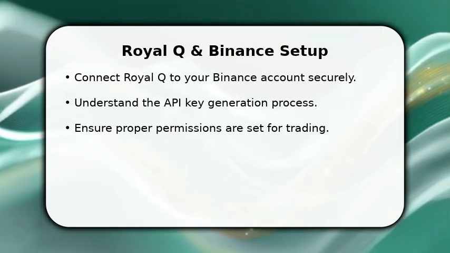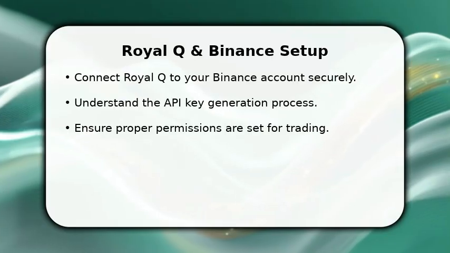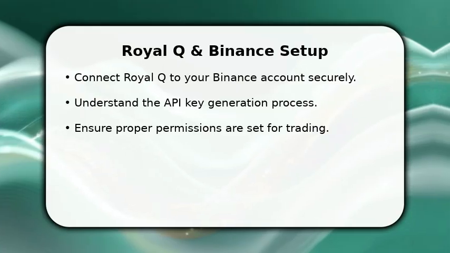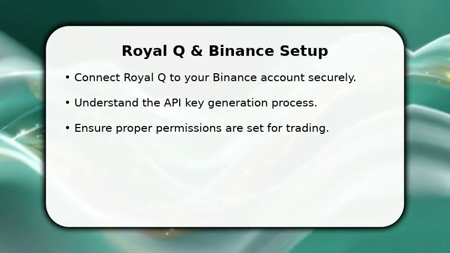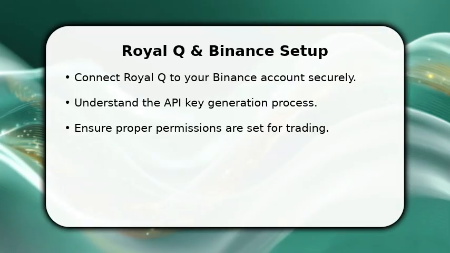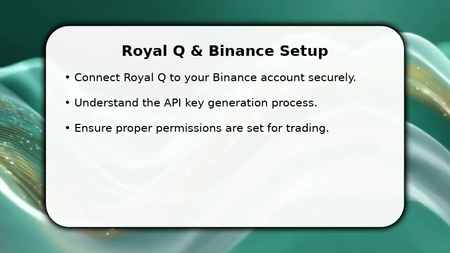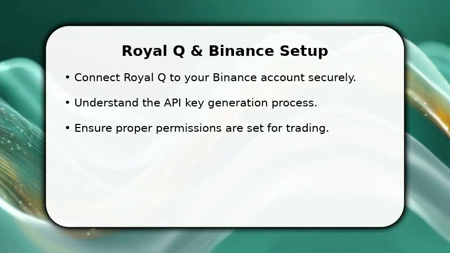In this video, I will explain how to use Royal Queue with Binance. First, log into your Binance account and navigate to API Management. Create a new API key, ensuring you enable spot and margin trading permissions but disable withdrawal. Copy your API key and secret key.